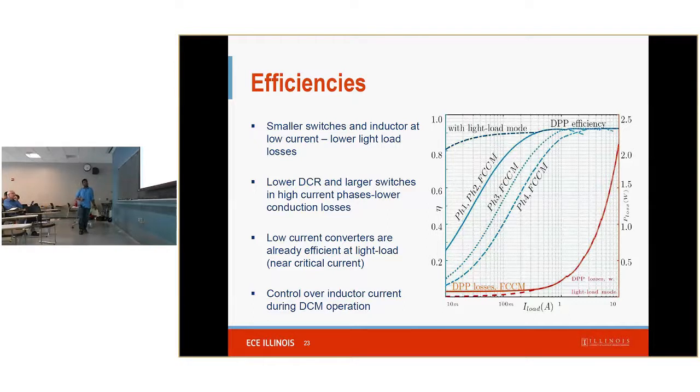So the main takeaway here is that with PFM, I have much lower light load losses than just operating at FCCM, and that is just going to go down as my power goes down, and it is going to converge to the control power over there.